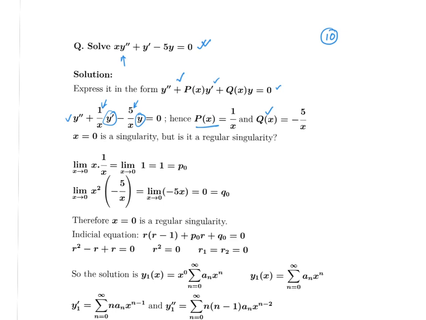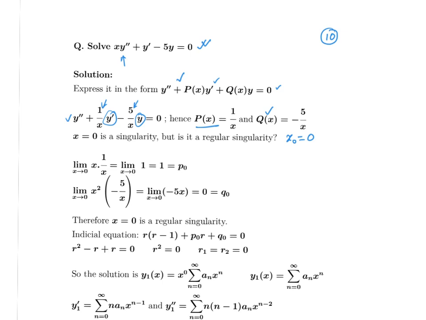Now, since we found p of x and q of x, we check the singularity. The singular point x naught is equal to 0, right? So that means there is a singularity at 0. Now, is this singularity a regular singularity or an irregular singularity? If it's a regular singularity, we can find the solution. If it's irregular, we can't.